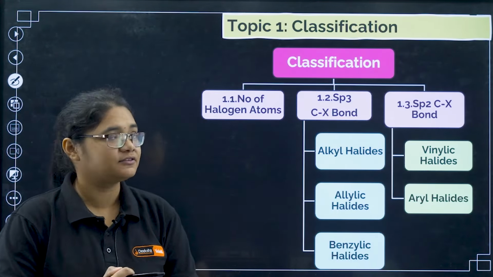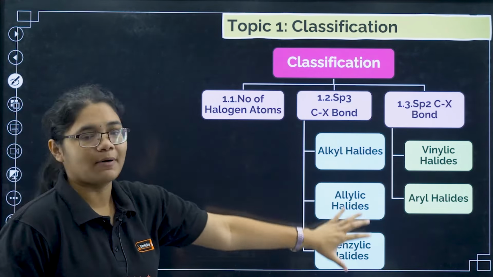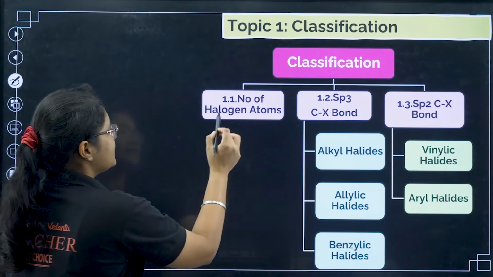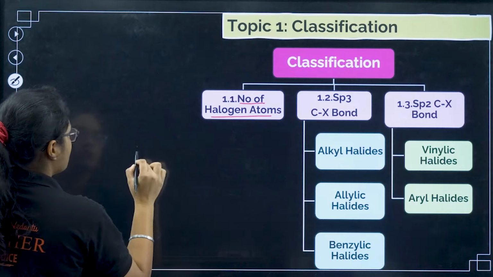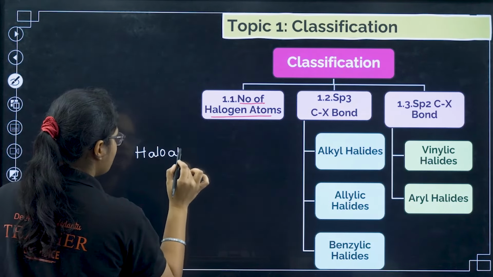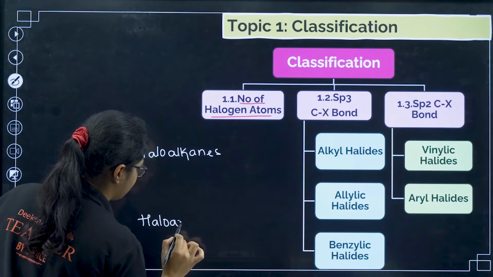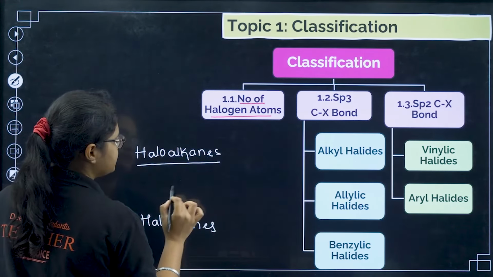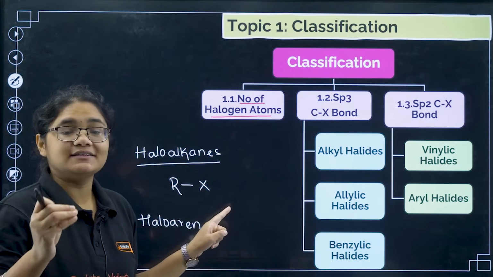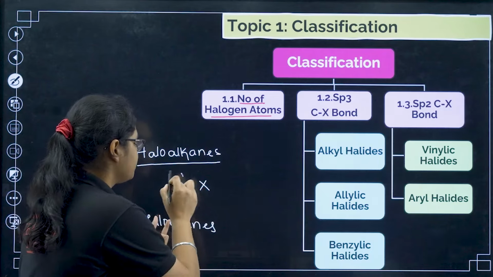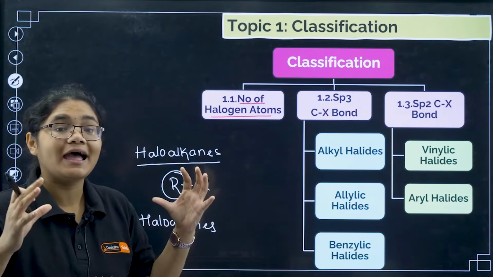And how do we do the classification? There are basically 3 parameters for classifying these compounds. The first one is the number of halogen atoms. But before starting, let's talk about what haloalkanes and haloarenes are, because this is our chapter name. Haloalkanes means you have an alkyl group R connected to X. R is the alkyl group, and X is the halogen atom. This R group has to be an aliphatic group.